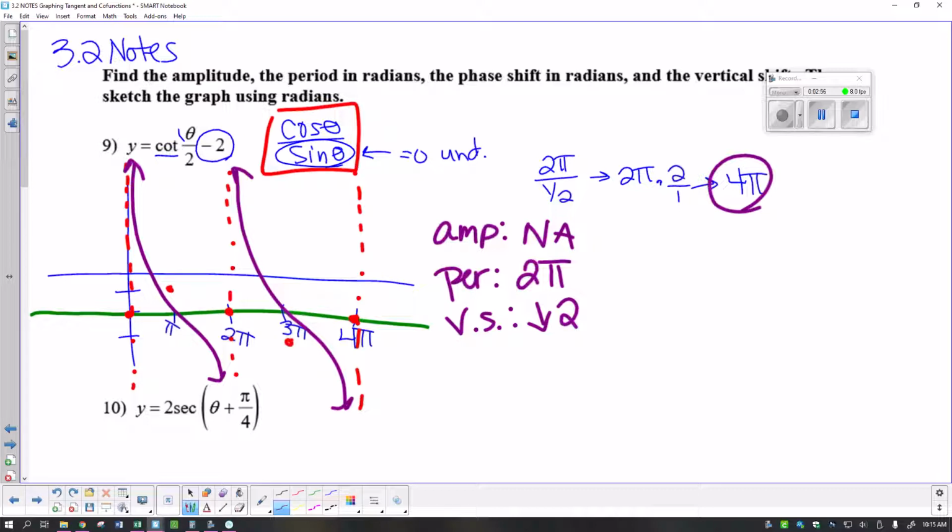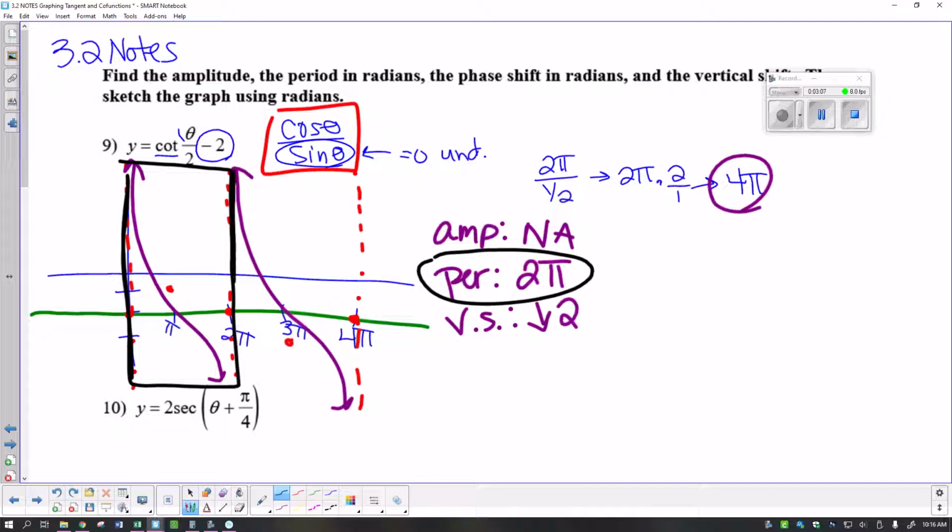Last but not least is think about this in terms of that period, right? This should be repeating. You don't have to draw this, but I wanted you guys to notice this. I have an asymptote here, and I have an asymptote beginning again at 2 pi, or starting over, or showing up again. And really, that's that for that one.